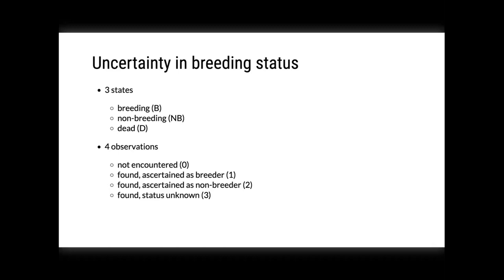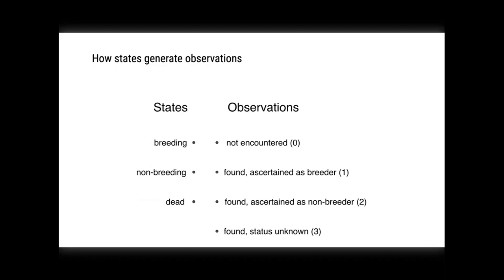So again, how do the states generate, emit, the observations? Well, if you're dead, you cannot be detected for sure, like before. And if you are a breeder, breeding in that particular year, you may be non-encountered. You may be found and classified as a breeder, based on some criteria, but you may also be found, but we cannot really classify your status. We don't know whether you are breeding or non-breeding, for some reasons.